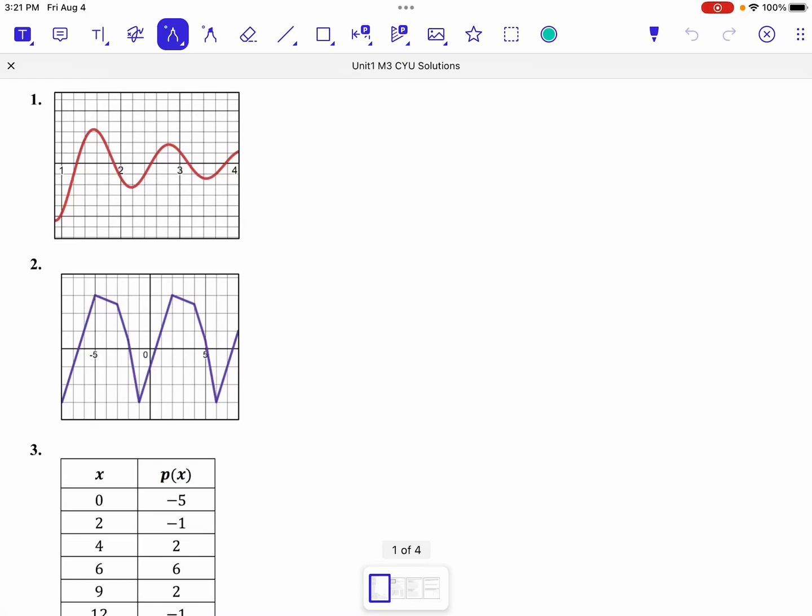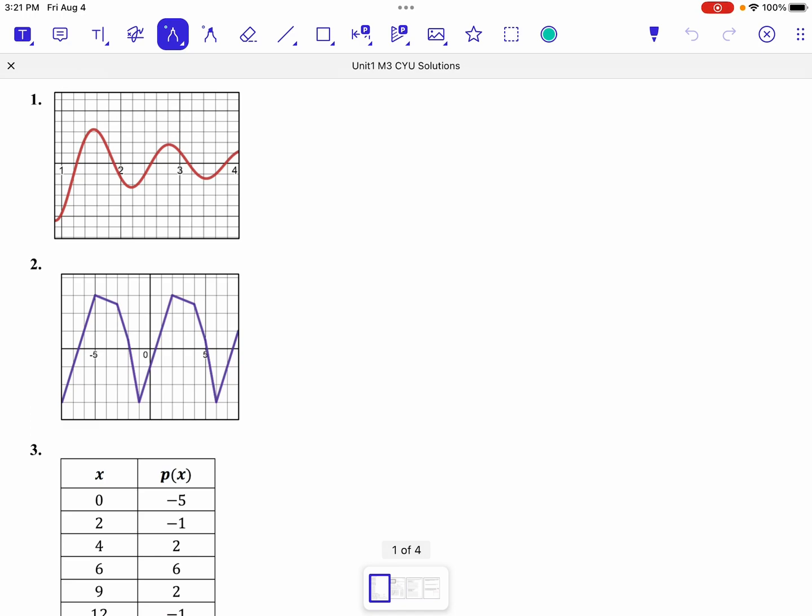In Unit 1, Module 3's Check Your Understanding, we're working through several problems that are building off of your knowledge of what is a periodic function. So in the first few problems, we're just being asked, is it a periodic function that we're looking at? And if so, what's the period? And if not, how do we know?